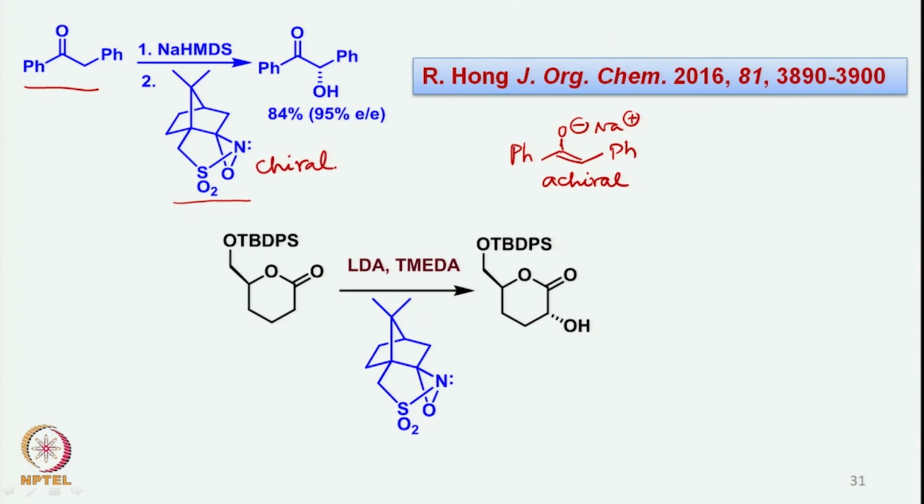oxaziridine and the transfer of the hydroxy group occurs from the lower side, and we get 84% yield of the molecule with 95% enantiomeric excess finally. In a similar fashion here also one can introduce the hydroxy group from this alpha side and can get the corresponding alpha hydroxy lactone here or alpha hydroxy ketone there with high enantiomeric purity.